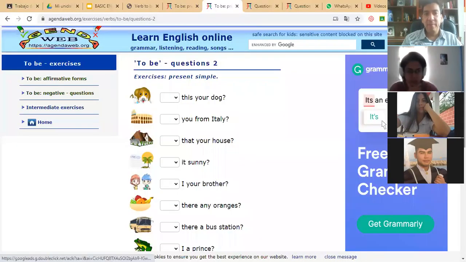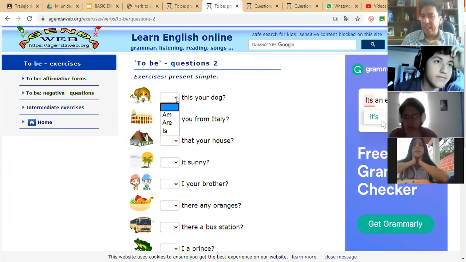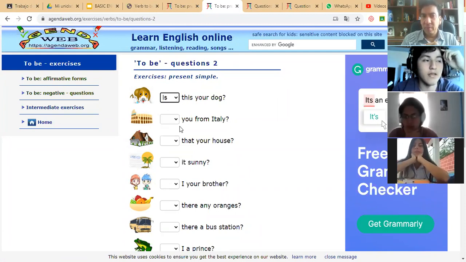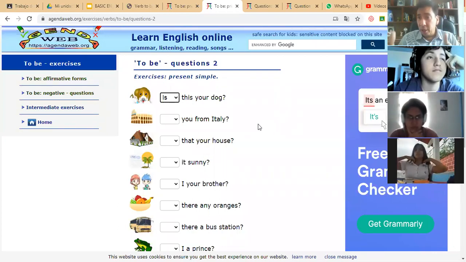Let's see the first one, okay? Space this your dog, and we have three choices. Is, or are. What is the correct answer? Are this your dog? Or is this your dog? Is this your dog? All right. As you can see, what I did here is to write the verb first. Now the verb is first because you're making a question. Is this your dog? All right, do the rest, please. You have 1 minute.